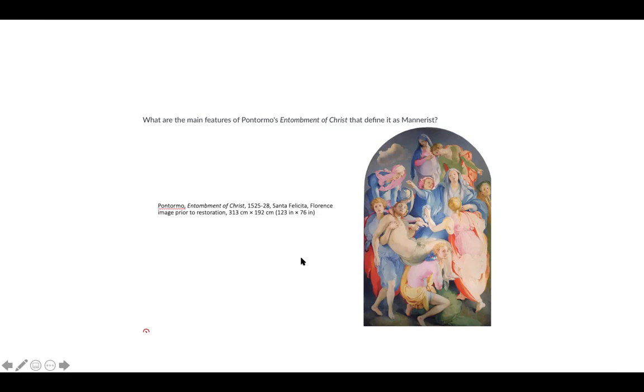unclear narrative, as seen by these people's faces, and also, you know, where's the cross or the tomb? What's going on here? It's called the entombment, but there's no tomb, or it's called the deposition, but there is no cross.